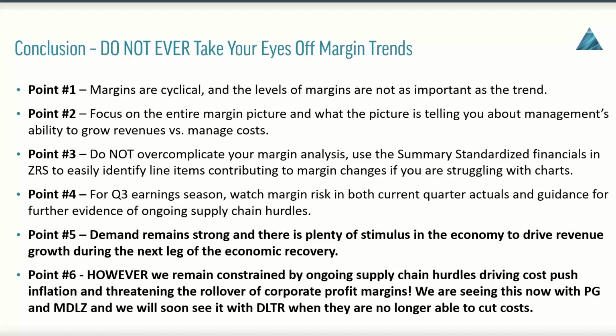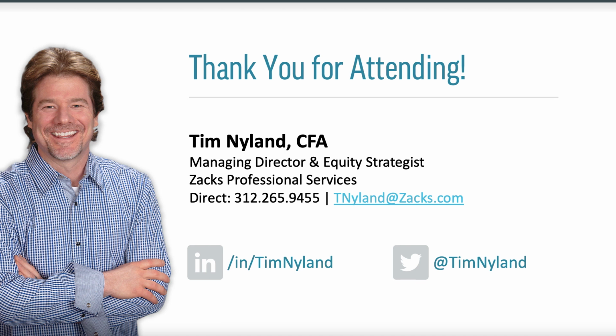Pay attention to this in the Q3 earnings season. You're going to hear many CEOs and executive teams citing the risk of margin rollover. We're seeing this now with Proctor and Gamble and Mondelez, and we might see it as well with Dollar Tree when they're no longer able to cut costs if these shipping issues are still a problem for Dollar Tree. So we'll want to pay attention to that.